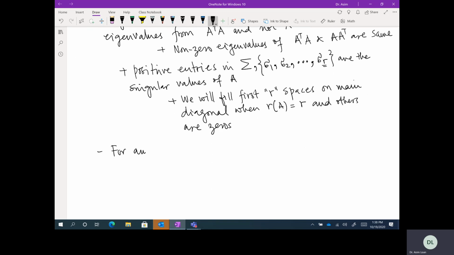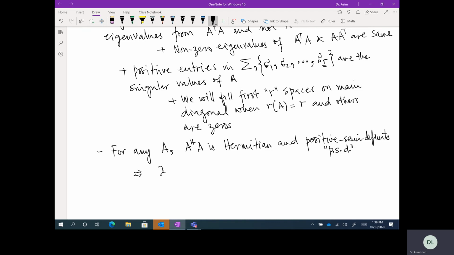For any A, A Hermitian A is Hermitian and positive semi-definite. Also, for a positive definite matrix, you'll always have an inverse. So what is positive semi-definite? Zero is included. Hermitian and positive semi-definite implies the eigenvalues are greater than or equal to zero. So there is an equal to zero here too.